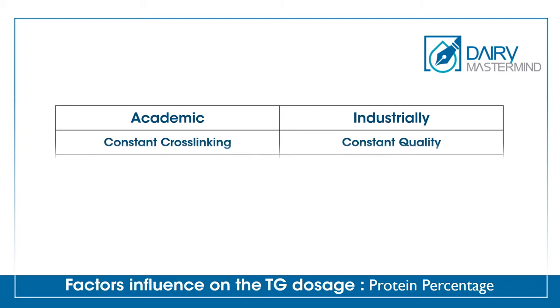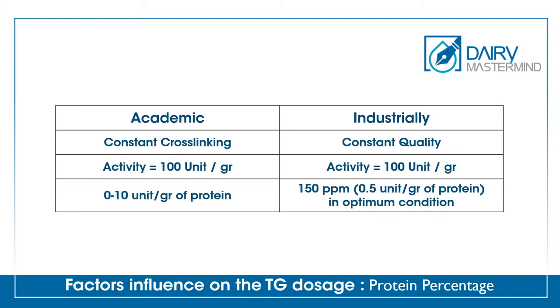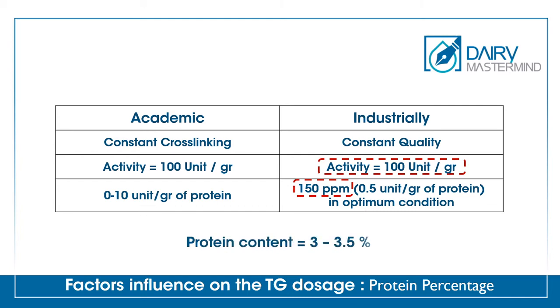Industrially, to keep the quality constant while reducing costs, they reduce the amount of protein and reinforce the remaining with TG enzyme. Therefore, TG enzyme producers in optimum condition recommend 150 ppm of TG with activity of 100 units per gram, when the protein is about 3 to 3.5%. This value is equal to 0.5 unit of enzyme for each gram of protein. This amount can be increased up to 3 times for stirred yogurt.